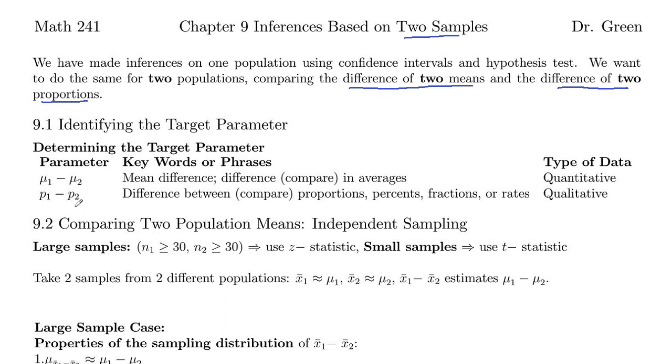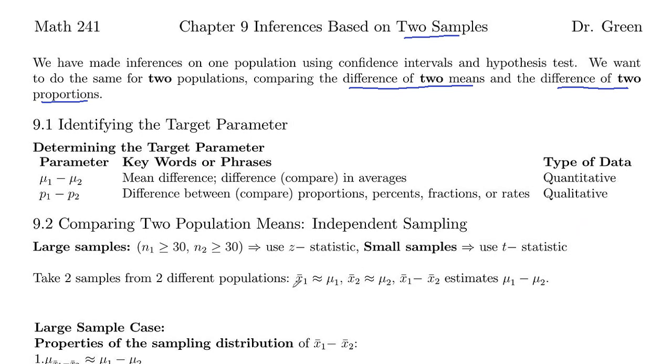Difference in proportions, P1 minus P2, that's the parameter. If you're looking at difference in proportions, difference in percents, comparing proportions, comparing fractions, comparing rates, all of those keywords are indicating difference in proportions. That is qualitative data. So for example, the proportion that are male, the proportion that are female, between two groups. So the difference in the proportion of males, for example.